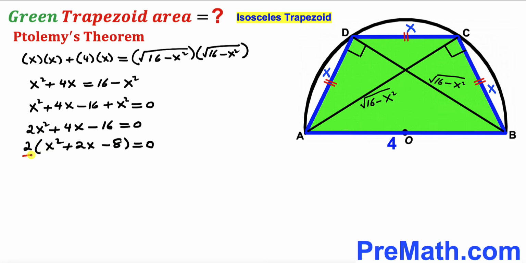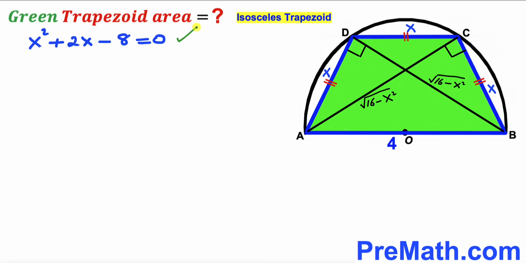And now I'm going to divide both sides by 2. And here we can see this 2 and 2 is gone. So therefore we ended up with x square plus 2x minus 8 equal to 0. So thus we ended up with this quadratic equation x square plus 2x minus 8, and we are going to solve for x. And here we can see our possible factors are going to be x minus 2 times x plus 4 equal to 0.